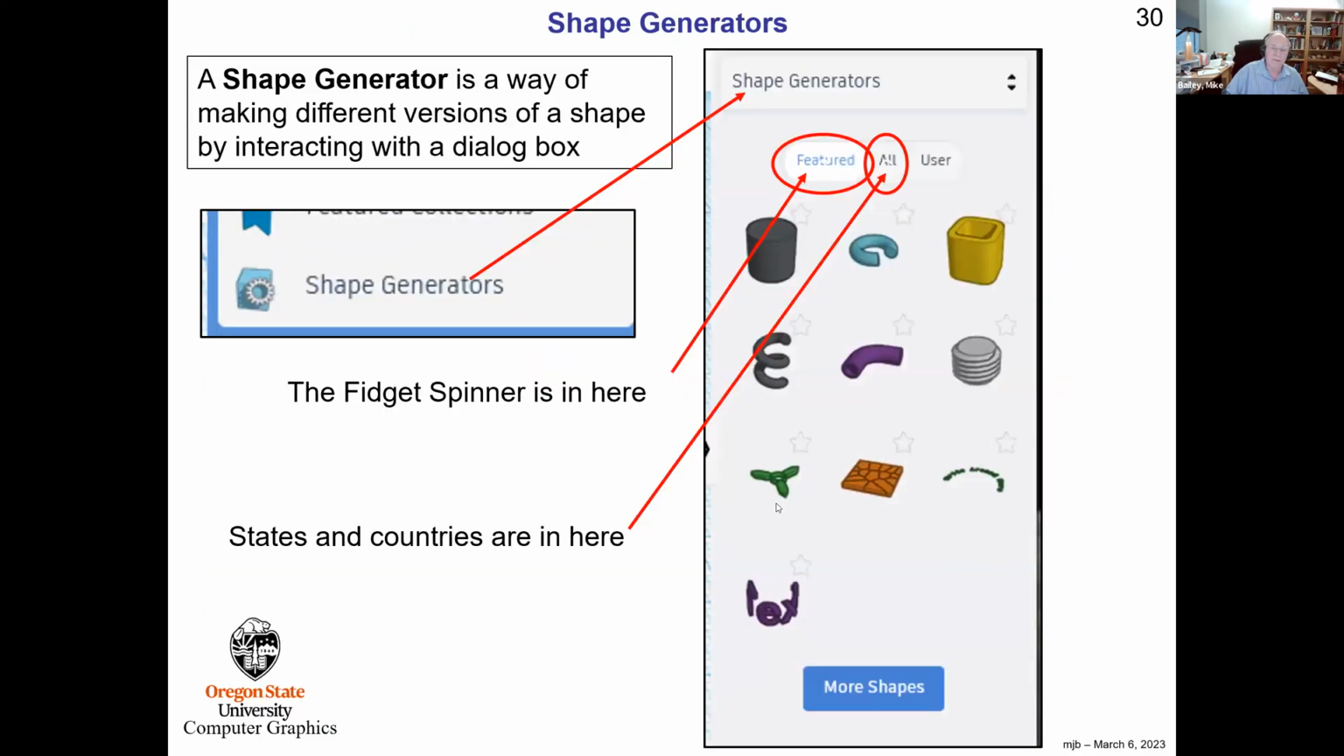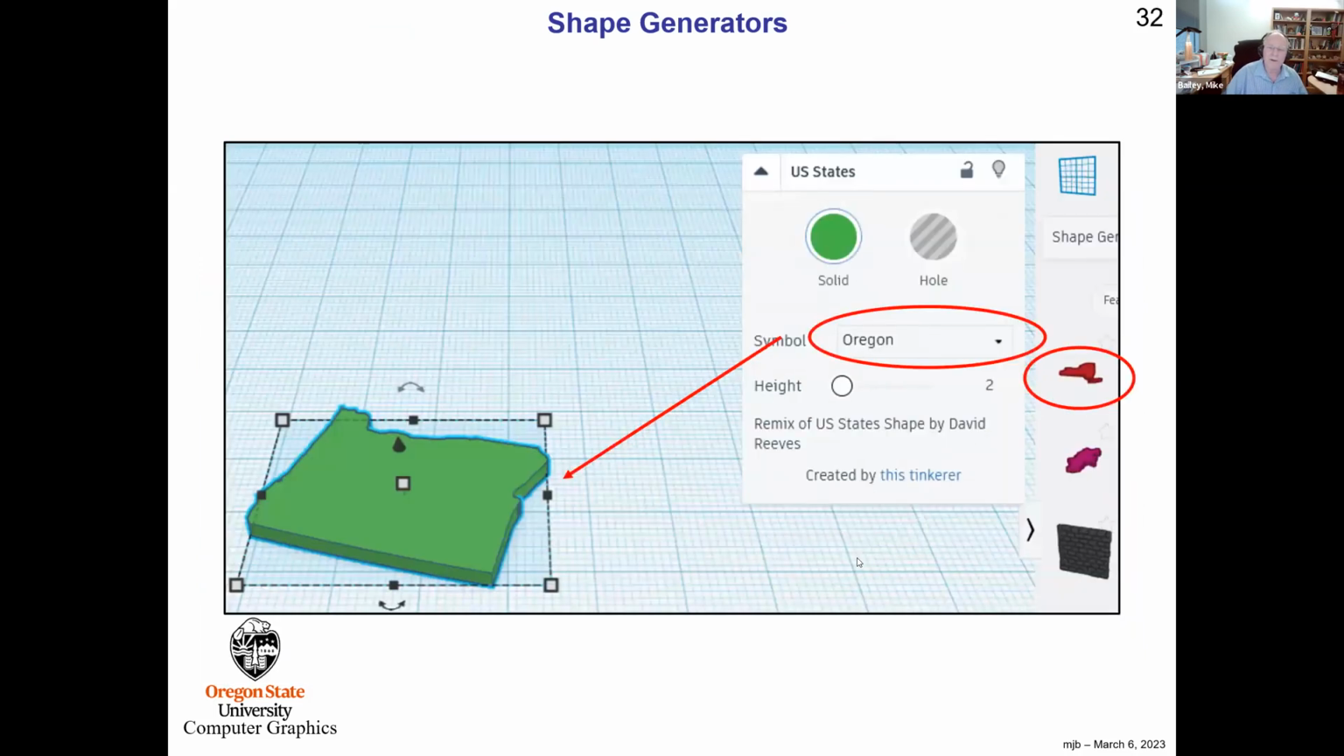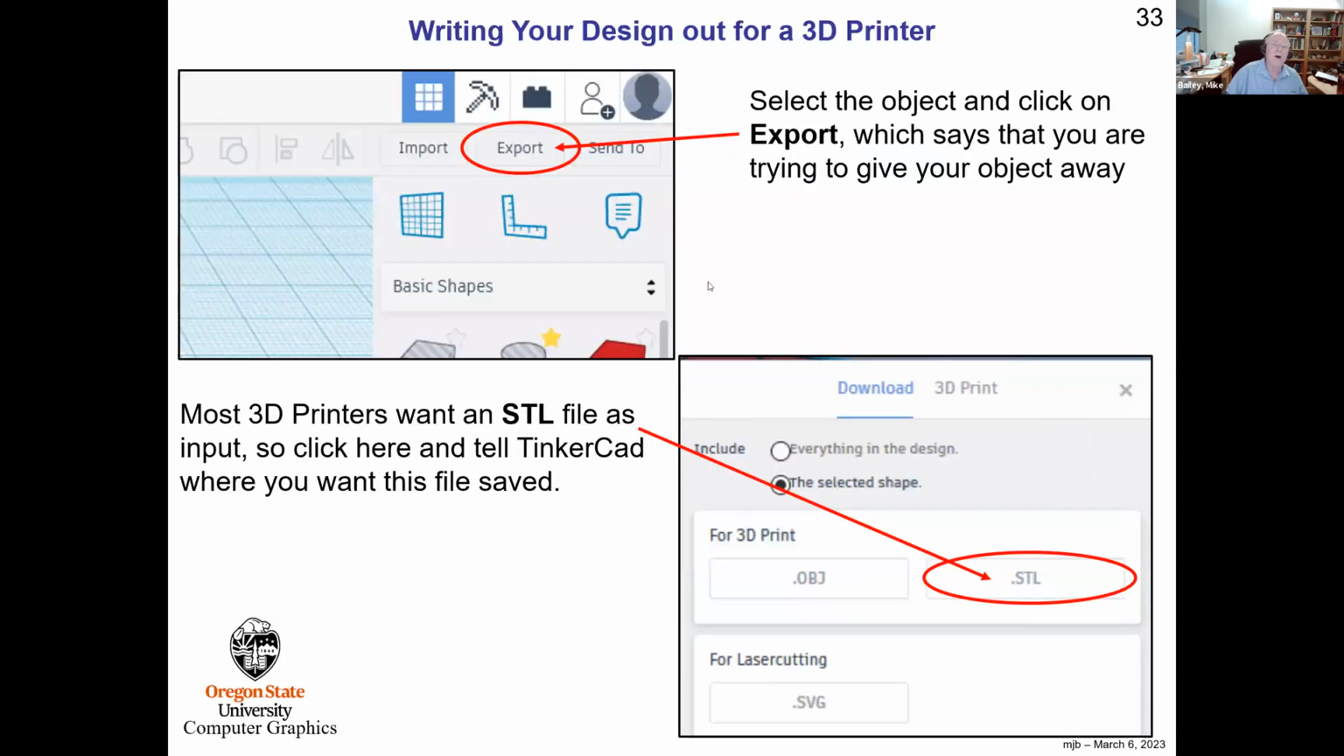There's the fidget spinner. There's the arm count. And you can change the width and the height and all of these sliders. And you can scroll down this little gray scroll bar. There's more of these things down below. There's states. No, we don't want New York. We want Oregon. Oh, okay. Yeah, we didn't talk about this.